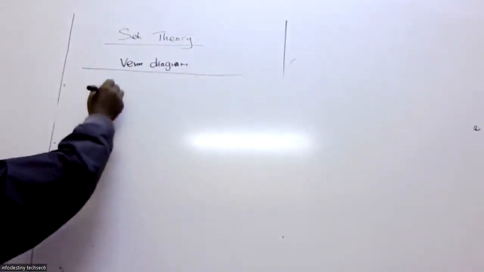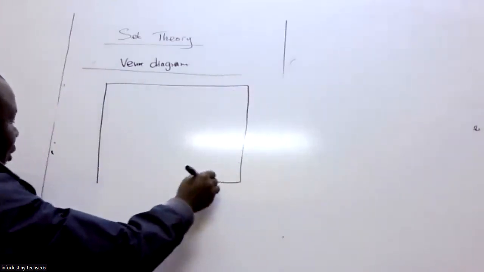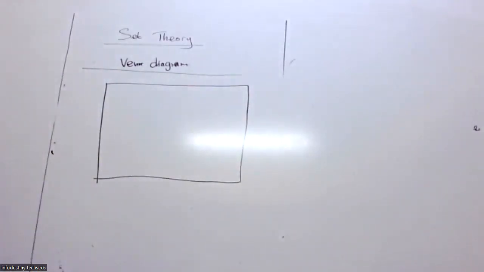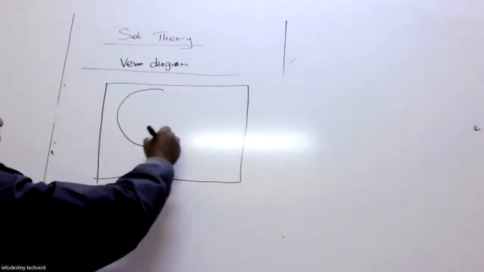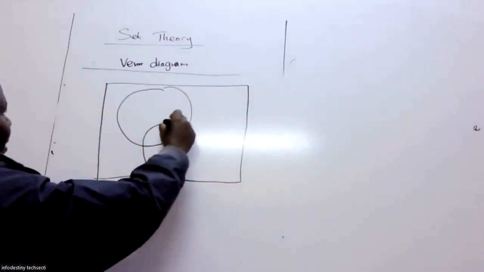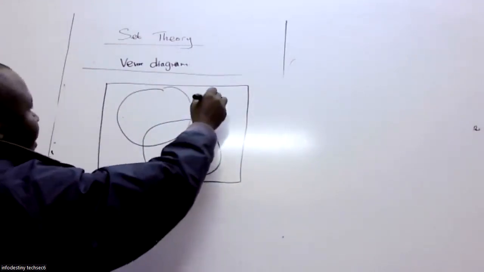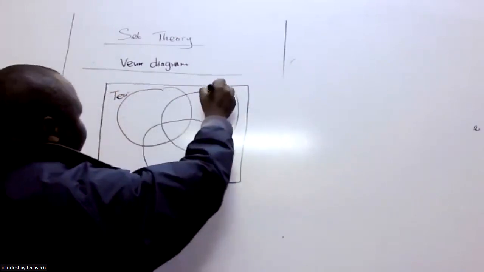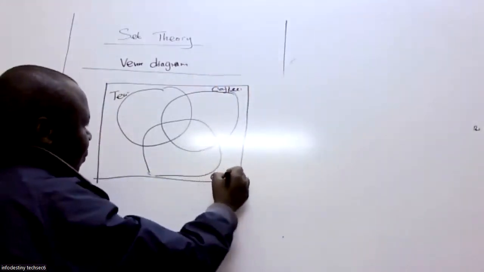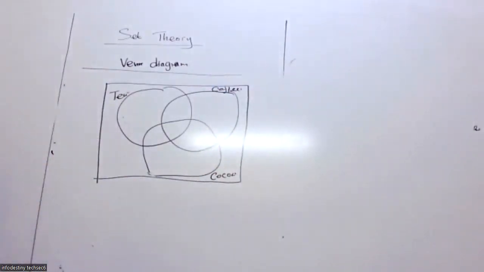So first we are going to draw the universal set, which is going to be that. Now we have three beverages, so we are going to have the single one, the second one, and then the next one. Let this one be tea, we have coffee, and then we have cocoa. Then they are saying that 60 took all the three beverages, so we are going to record 60 here.